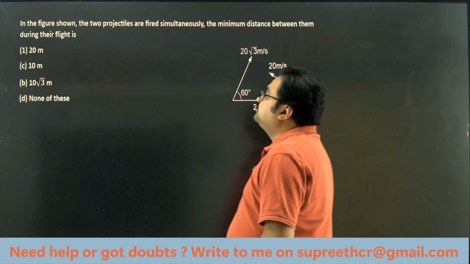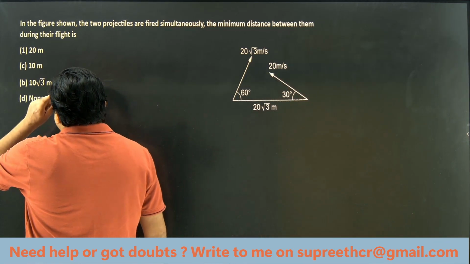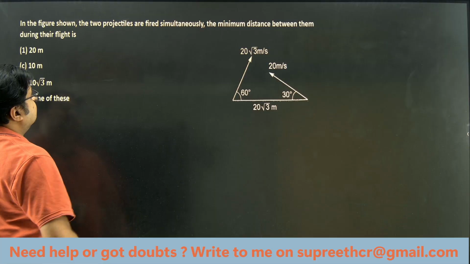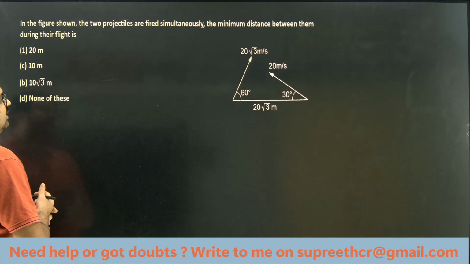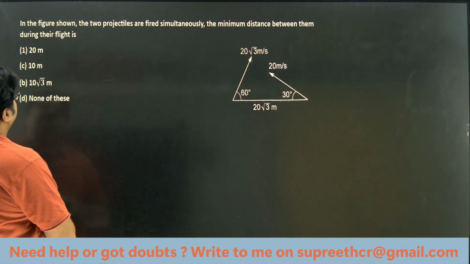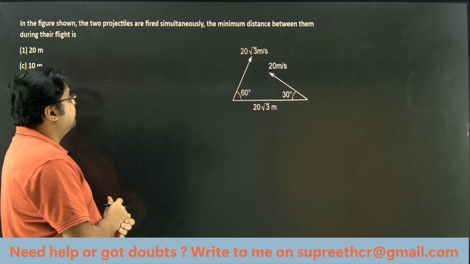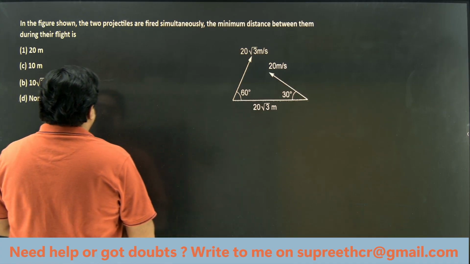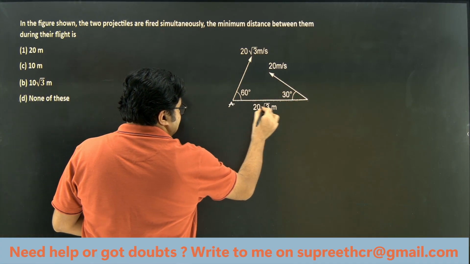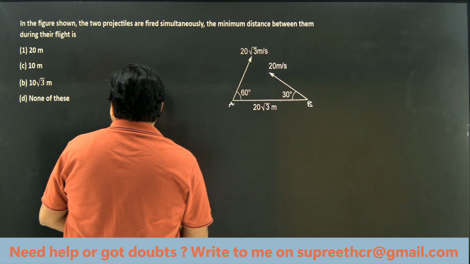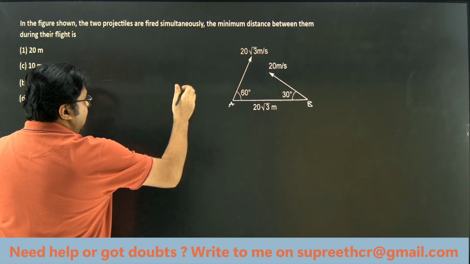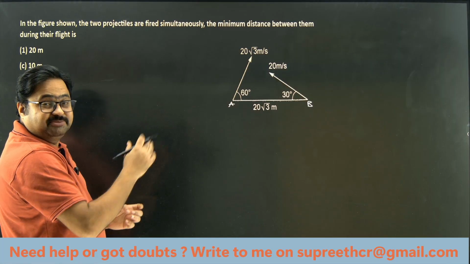Let's continue. The second question says, in the figure shown, the two projectiles are fired simultaneously. The minimum distance between them during their flight is. That's the question. Let's answer that question. Let me call the first projectile A, my friends, and the second projectile B. We've got to find the minimum distance between them.